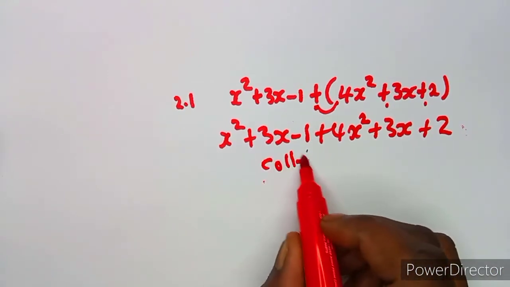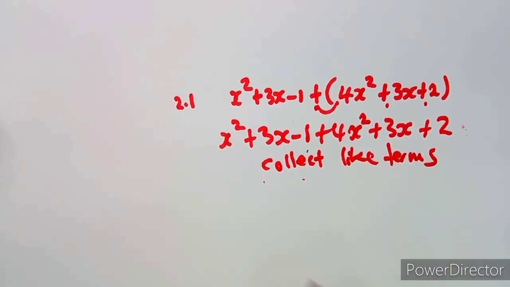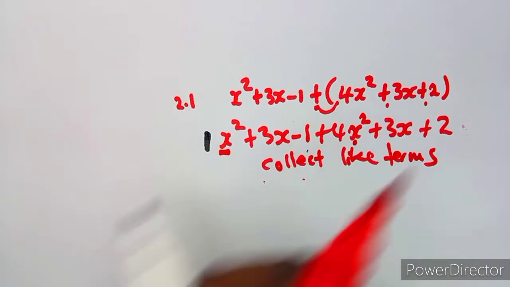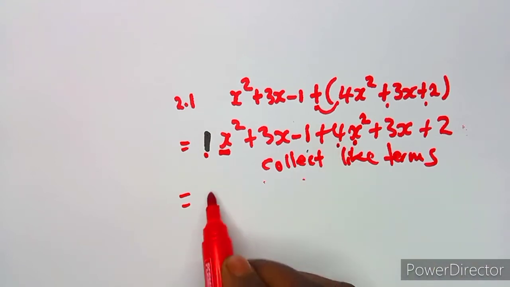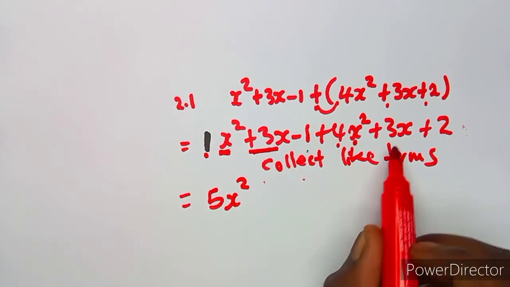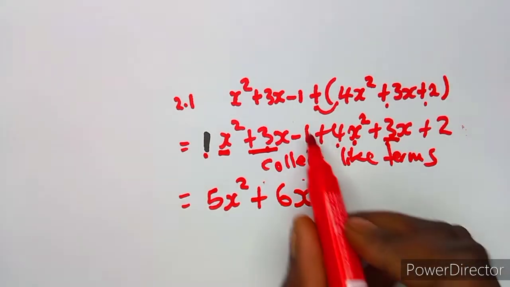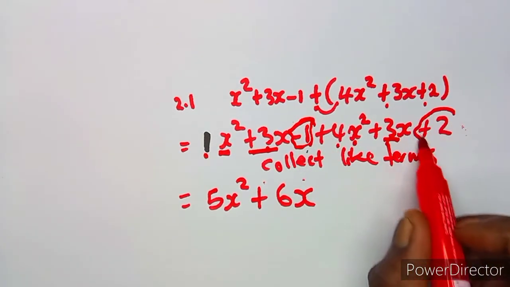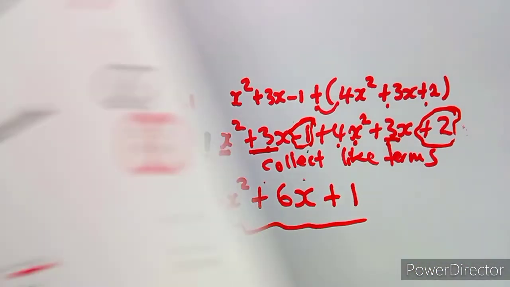So you can collect like terms in this case. Which like terms are we talking about? We've got x squared and x squared. So take note, this is the same as 1x squared. There is a 1 there, so you must know that there is a 1 which is there. So it's 1 plus 4, which is 5x squared. Okay, we'll move on to x and x. So it's 3 plus 3, which is 6x. You move on to constants, working with numbers. We've got minus 1 and plus 2, which is going to give us plus 1. So that's what you're going to have in this case.